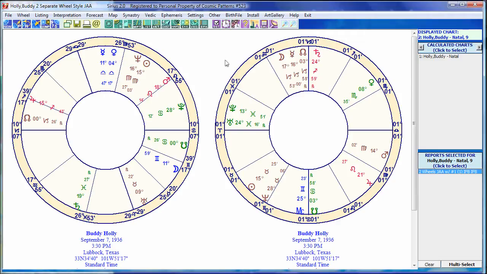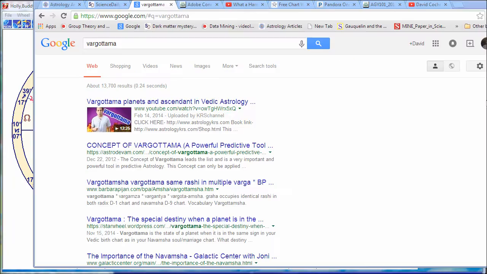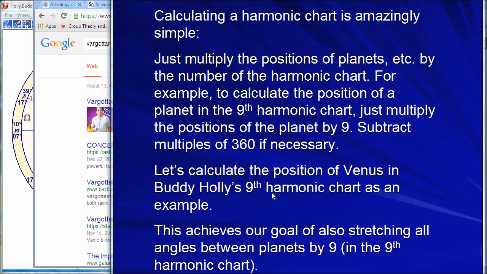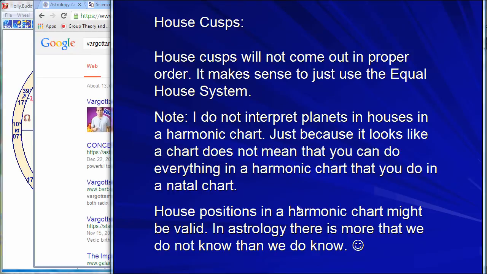Some of you are wondering how the sign was figured out. It's just where it ends up. You multiply by 9, and it ends up there. Well, in a minute, I'm going to show you another way to think about it. But for now, it's just where it happens to land. Okay. So we now know how to calculate the harmonic chart. Very, very simple.